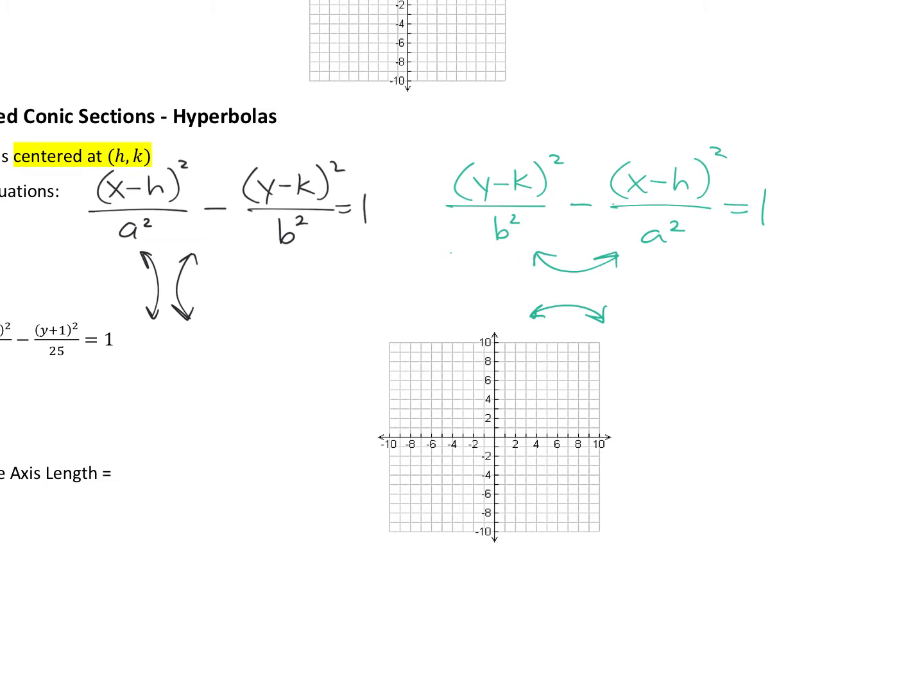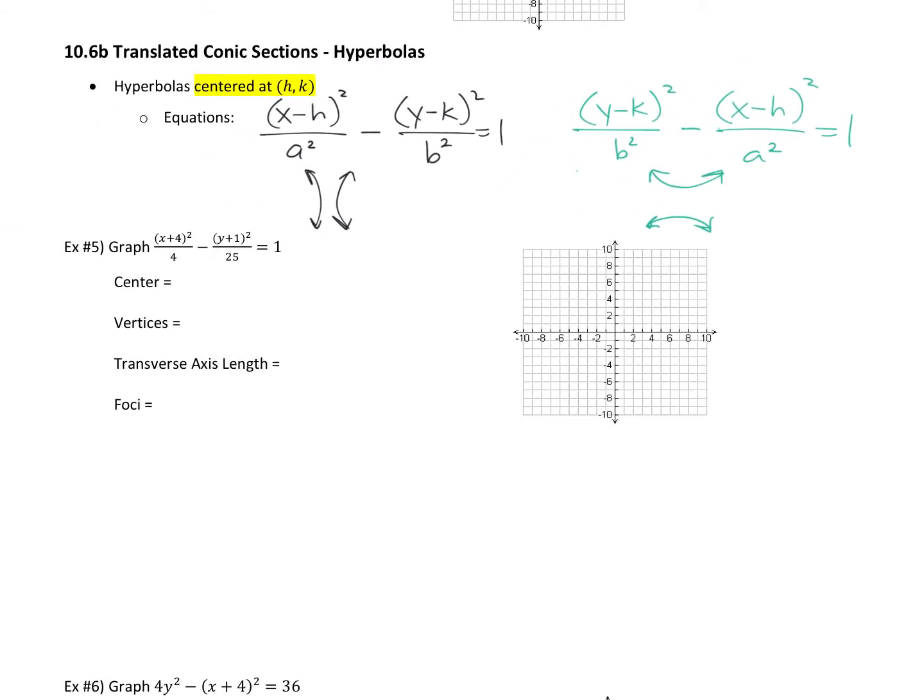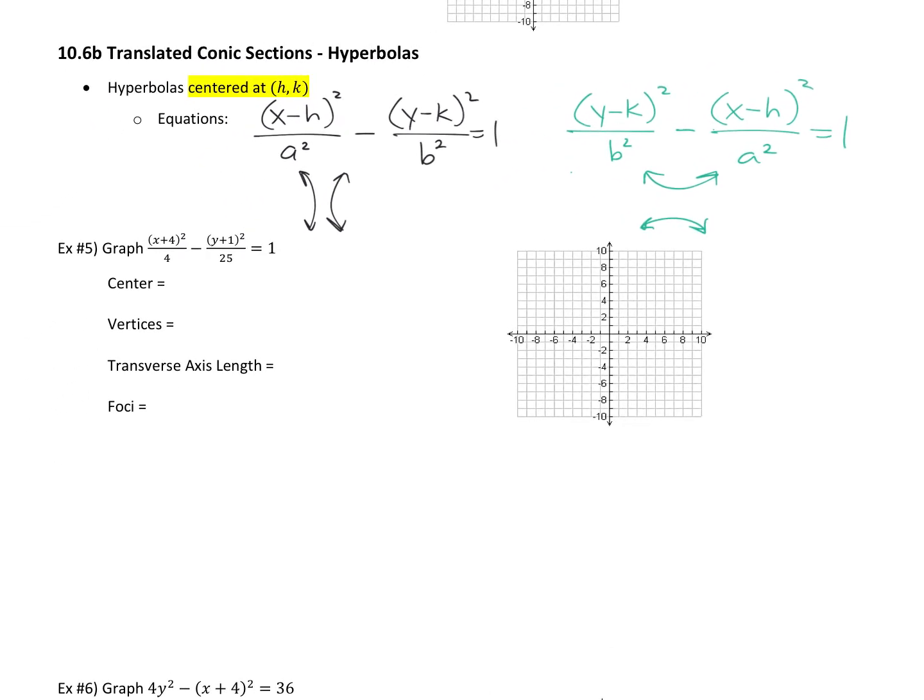Why are there two equations with hyperbolas and not with ellipses? Because it's subtraction. Subtraction is not commutative, so you have to subtract in the right order. Whereas with the ellipses, yes, you could have two equations, but you don't need two equations because you can add in either order and be just fine. Okay, so we're taking those two equations and we're going to graph it and find all these pieces to it.